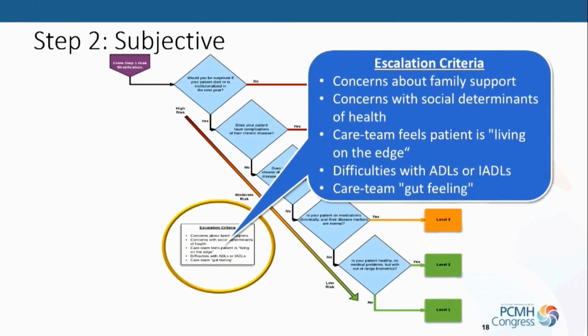One of the nice things about family medicine is that we see the entire family. So often we know when there's a problem in one part of the family that's impacting somebody that we're seeing right now. It's the social determinants of health. This is where this comes into play. But it's that last one, that gut feeling, that's there.